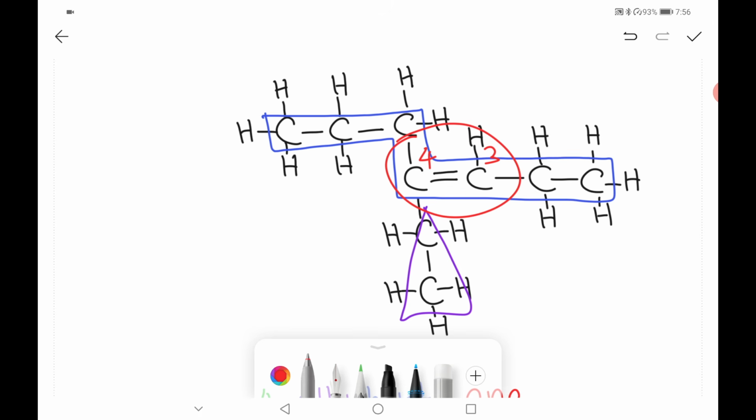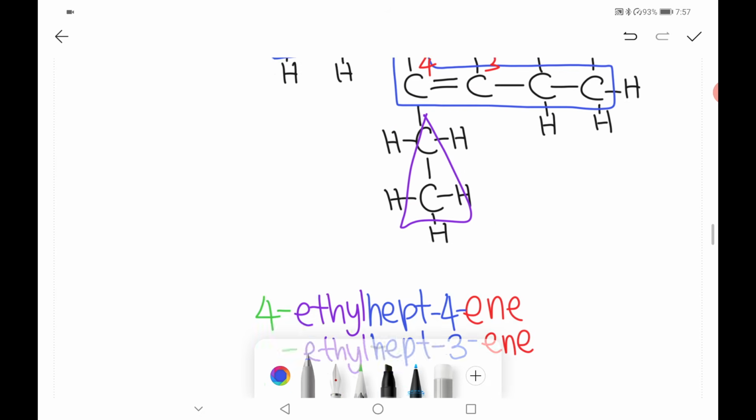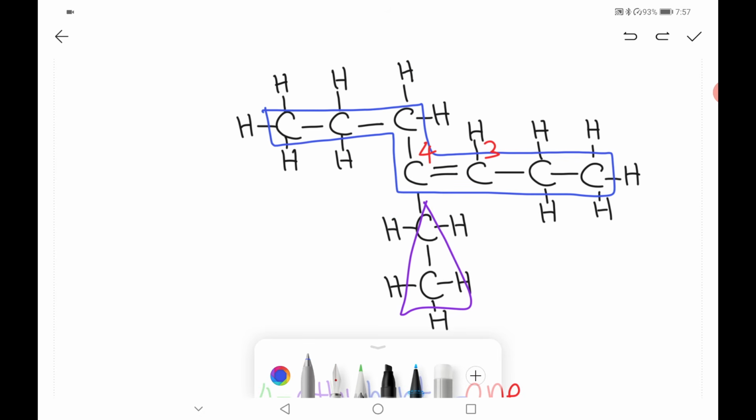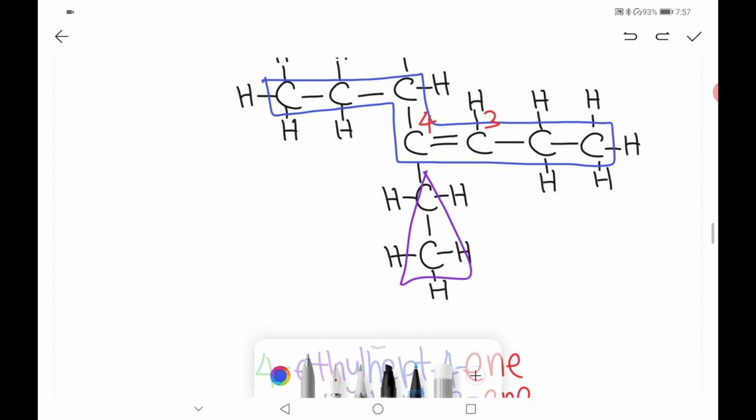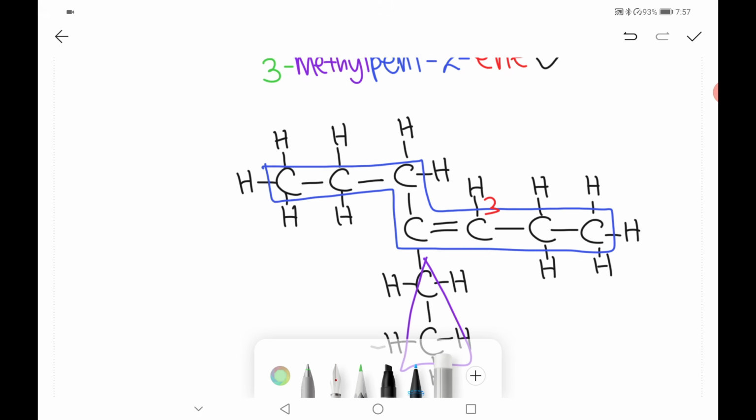So we need to choose the smaller number. The smaller number is 3, so put number 3 at the back, which is the location of your double bond. Then we need to tell people the location of your branch. As you can see, the branch is sticking to carbon number 4, so we put number 4 at the front. Okay, that's it. Now we are all done.